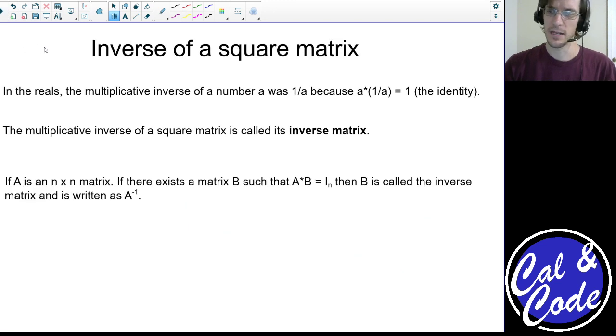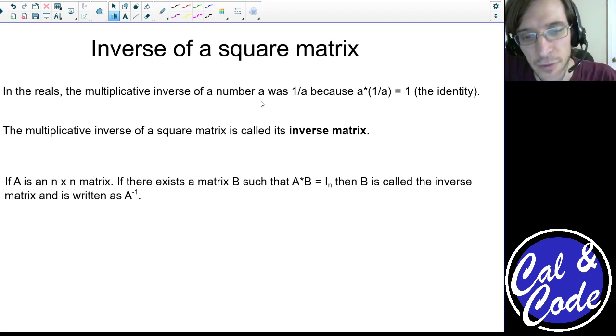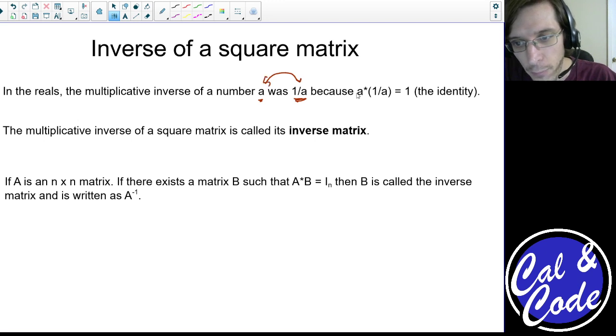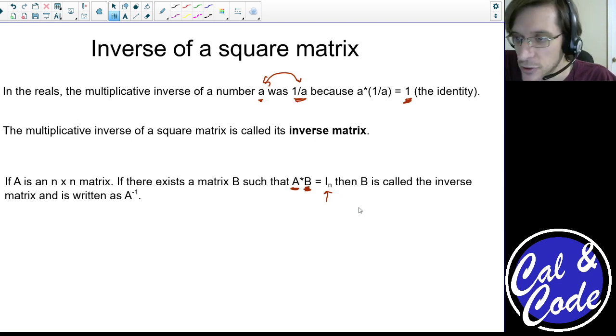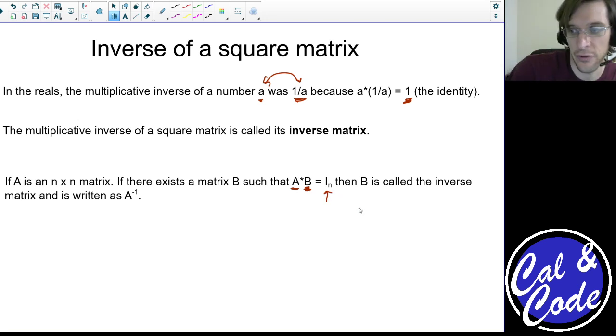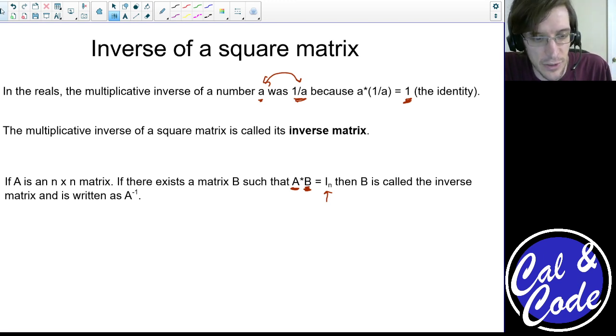All right, now let's talk about what an inverse of a square matrix is, what it is, and how to find it. So again, in the real numbers, the multiplicative inverse of a number a was 1 over a, because when we multiplied a by 1 over a, we ended up with the identity. So a times 1 over a is 1. The multiplicative inverse of a square matrix is called its inverse matrix. That means that if I take the matrix multiplied by its inverse, I get the identity matrix. So that's how I can tell that two things are inverses.